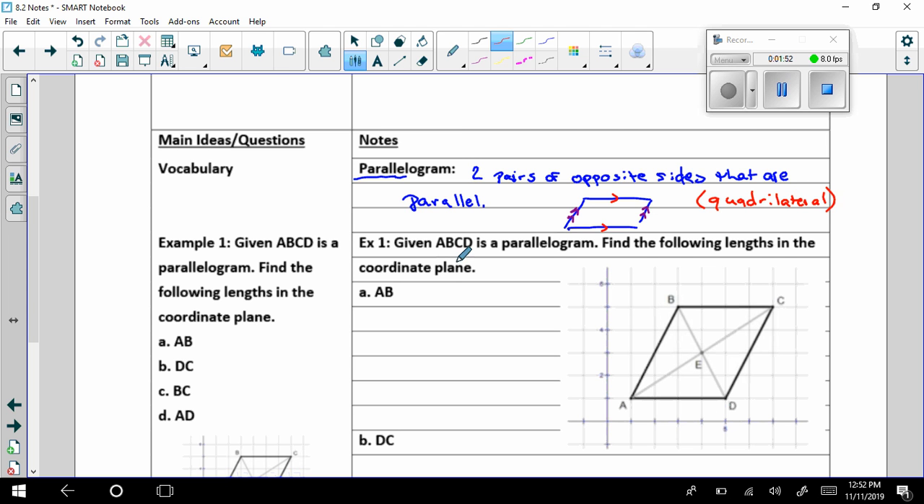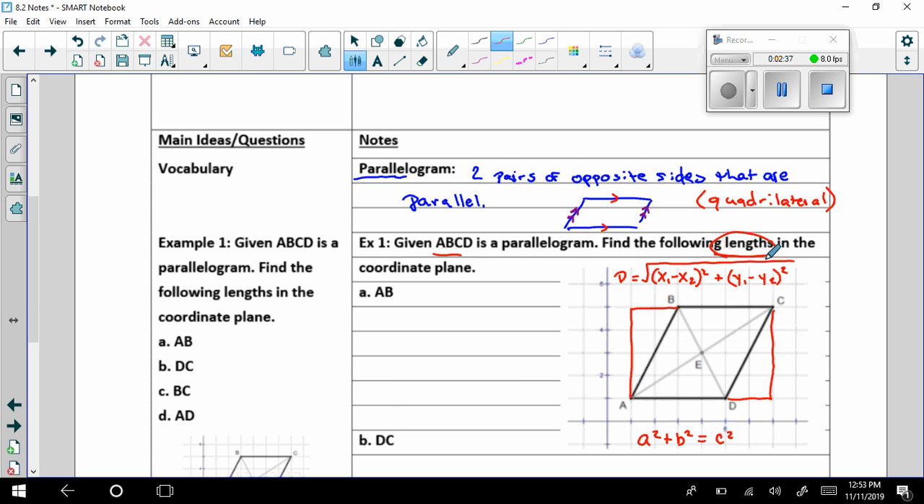Okay, so given ABCD, this is how you name a quad, just all four vertices, is a parallelogram. Find the following lengths in the coordinate plane. So remember, our length is our distance formula. So d is equal to the square root of (x1 minus x2) quantity squared plus (y1 minus y2) quantity squared. Another option on these is if you have the graph, you can use the Pythagorean theorem, right? Because you can make right triangles going off of each side.